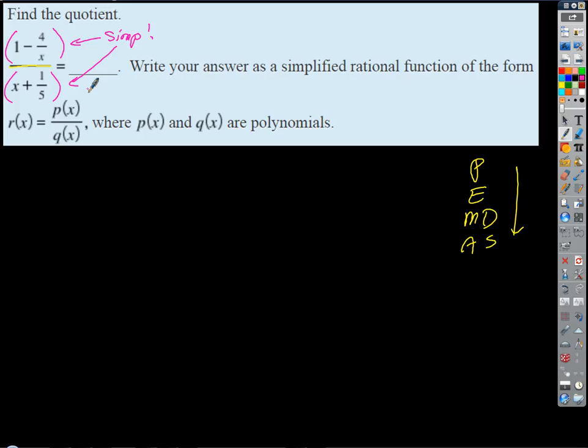So all we're going to do is simplify both the top and the bottom. The top's going to be one big fraction, the bottom's going to be one big fraction, and then what do we do when we divide by a fraction? We flip and multiply, right? So we'll multiply by the reciprocal of the bottom. So what do we have to do in this top one? 1 is the same as 1 over 1, so I'll write both parts as fractions. I get 1 minus 4 over x, divided by x over 1 plus 1 over 5.